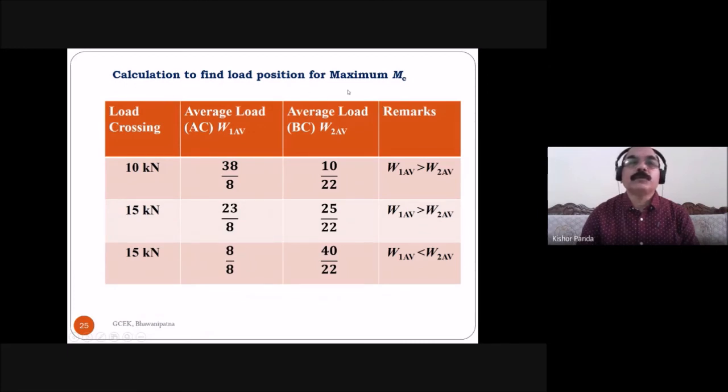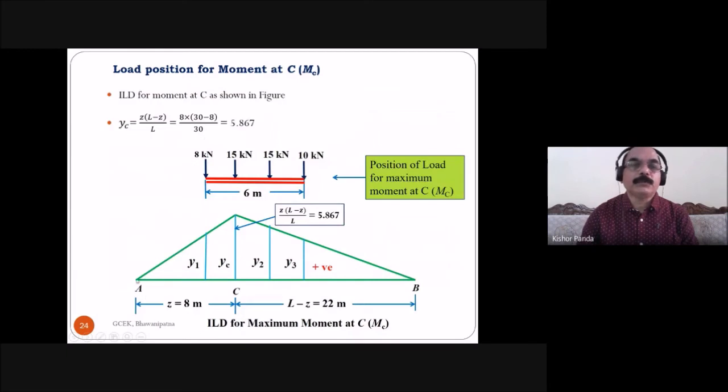to find the load position for maximum moment at C. Here you take the load crossing, then the average load on the AC portion. This is the AC portion and this is the BC portion, because this is the section, with the left of the section and the right of the section. So on the left of the section, how many loads are present, and on the right of the section, how many loads are present.